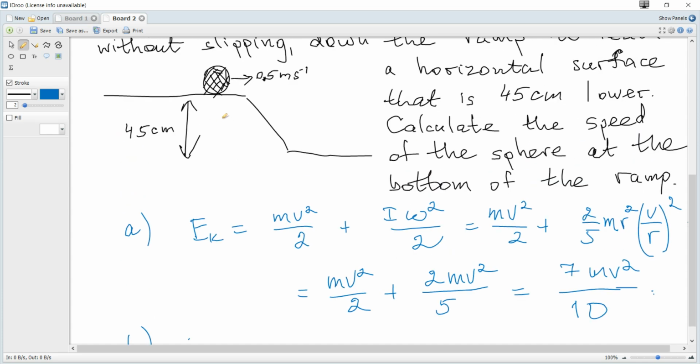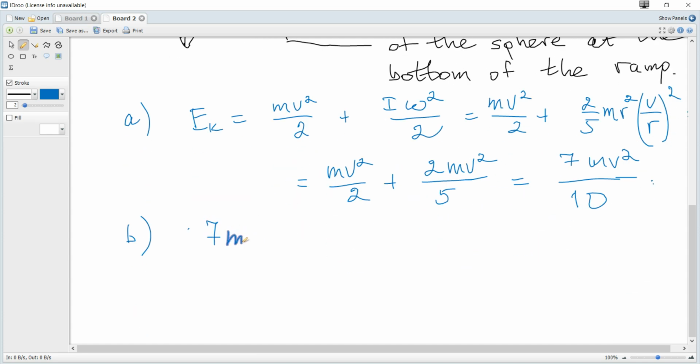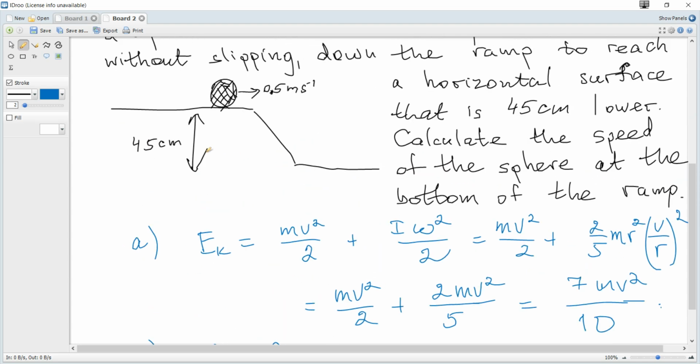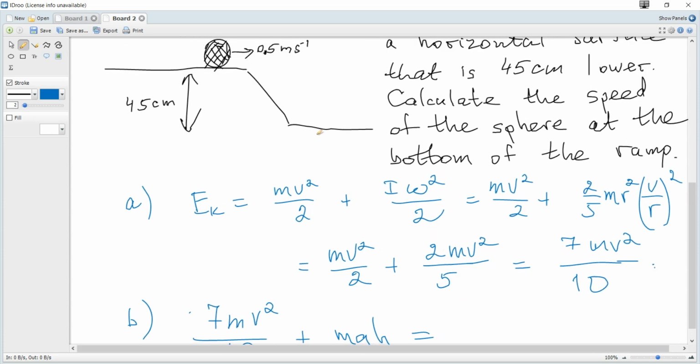So at the top, since it is rolling, there will be kinetic energy, which consists of translational and rotational, or we can use the obtained expression, 7 mv squared over 10, plus gravitational potential energy, with formula mgh. It is transferred into kinetic energy, but it will be rolling at the bottom, so it will be only kinetic energy, because we take this to be the ground level, so the height at the bottom will be 0.